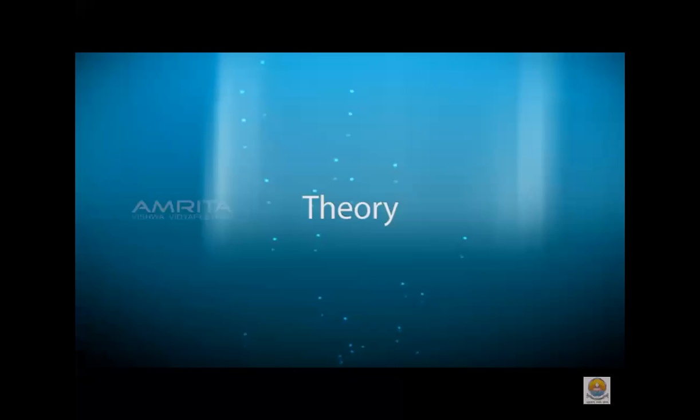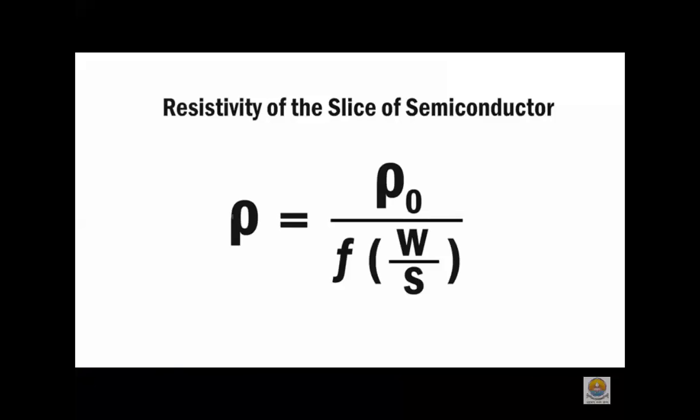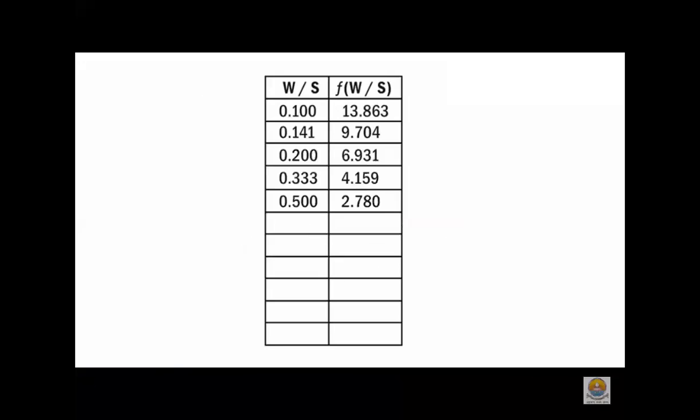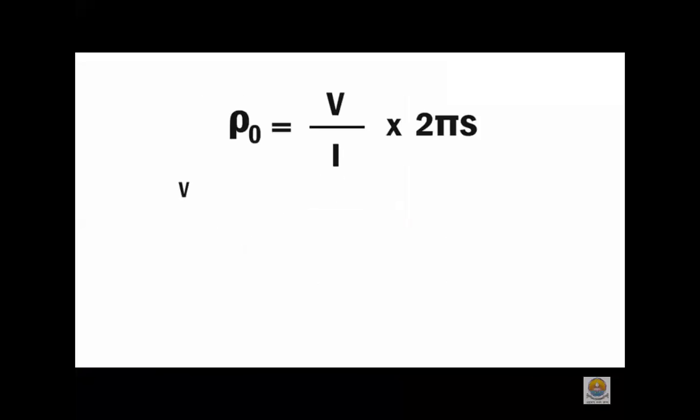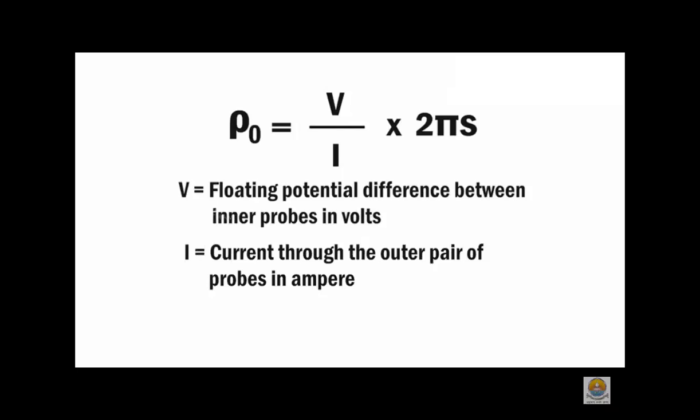Theory. Resistivity of the slice of semiconductor. You can measure any sample also. We just did this, you know this one, right? Resistivity measurement is a function of W by S. By knowing W by S, the function of W by S can be found from the reported table, where rho 0 is equal to V by I into 2 pi S. Where V is the floating potential difference between inner probes in volts. That's the resistance, you know that, right? I is the current through the outer pair of probes in ampere. Let's say V by I is the resistance. S is the spacing between the probes in meter.